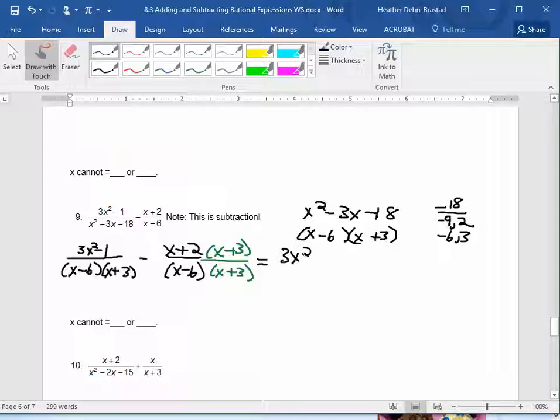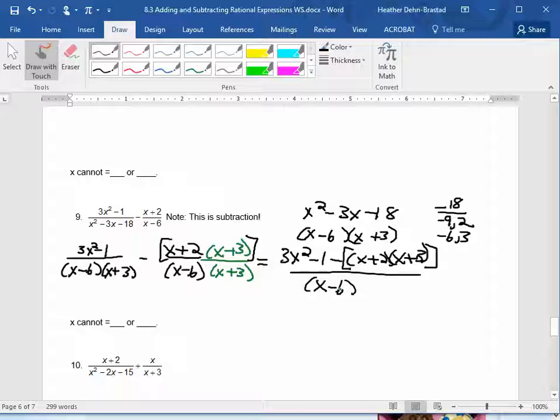3x² - 1 minus, I'm going to put this like this, [(x + 2)(x + 3)]. I use the square brackets because this whole thing is going to be subtracted. We're going to have to do a little work on simplifying that before we're done. And then the denominator is (x - 6)(x + 3). So the simplifying of this one is going to be a little bit more time consuming.